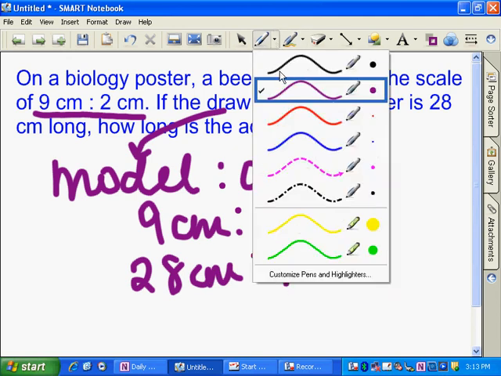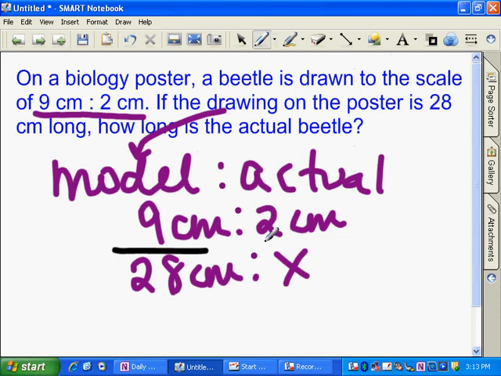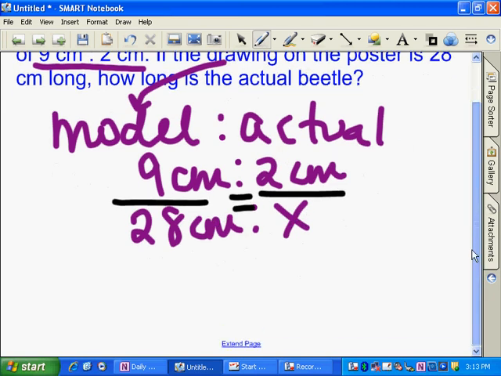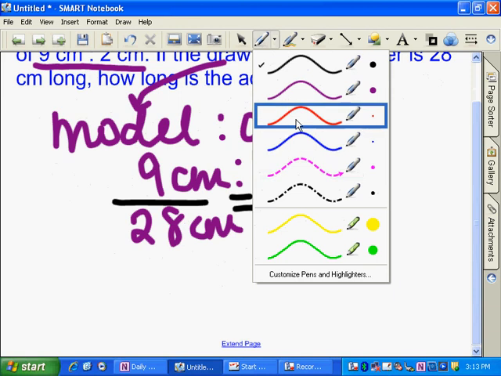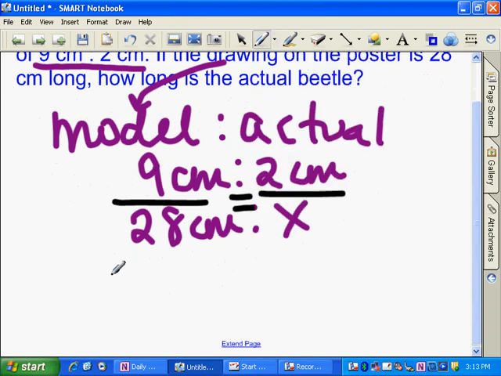And when I get to this point, I can see that I have what looks like a proportion. So you've got 9 over 28 equals 2 over x. Well, I can use this to help me solve the problem. I can cross multiply and divide. So I'm going to say 9 times x is 9x, and then I'm going to say 28 times 2 is 56.